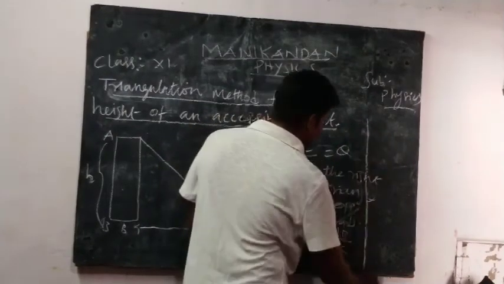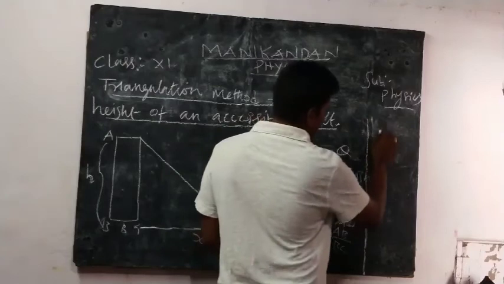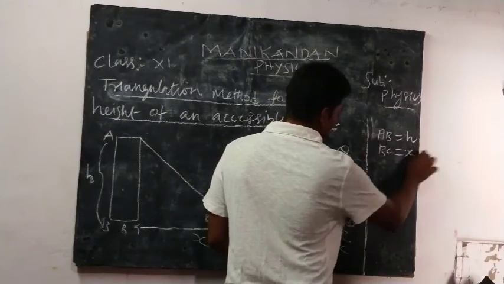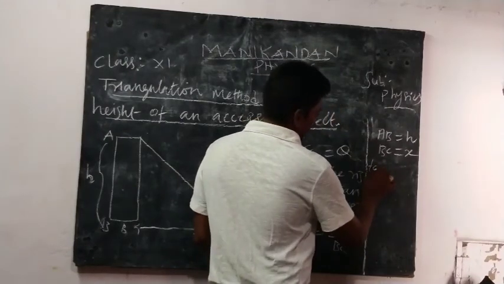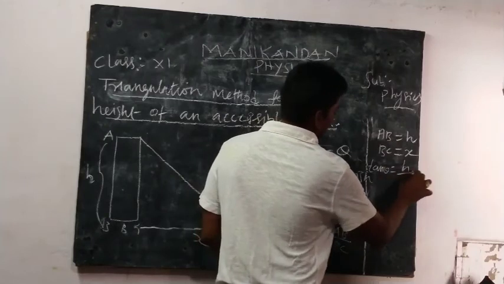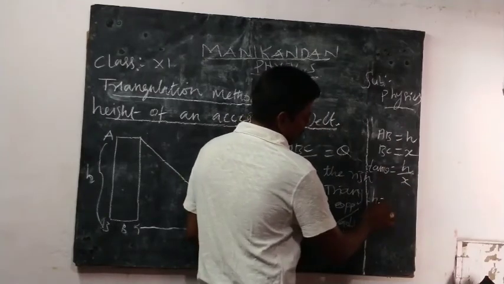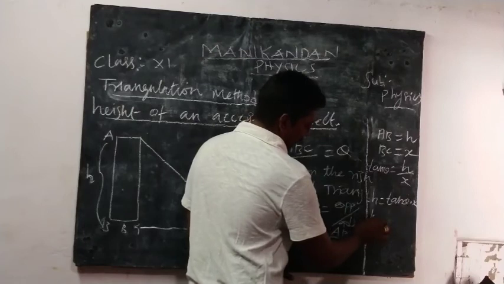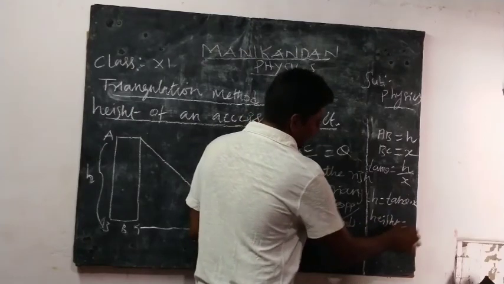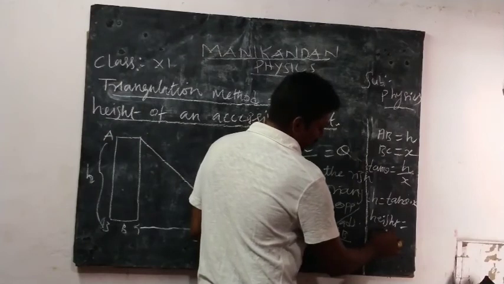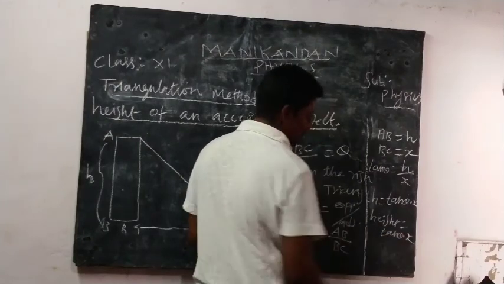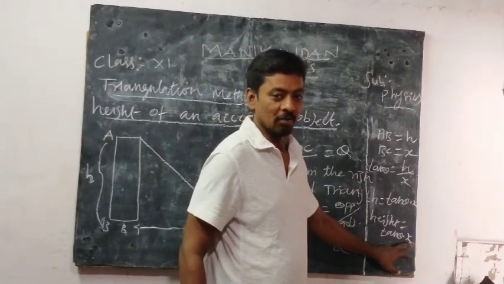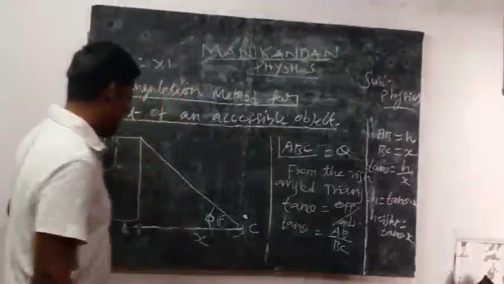We know well that AB is equal to H, BC is equal to X. Now tan theta is equal to H by X. Now H is equal to tan theta into X, or height is equal to tan theta into X. If we know X, we can determine the height of an object.